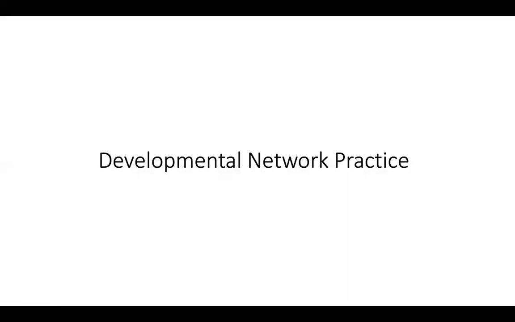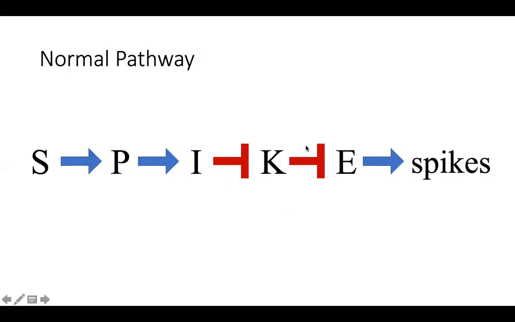Hello, I'm going to walk you through a developmental network practice problem. We are given a hypothetical pathway in beetle ectoderm cells that leads to the formation of spikes. We are told that not all cells in the ectoderm have spikes and that some are smooth.